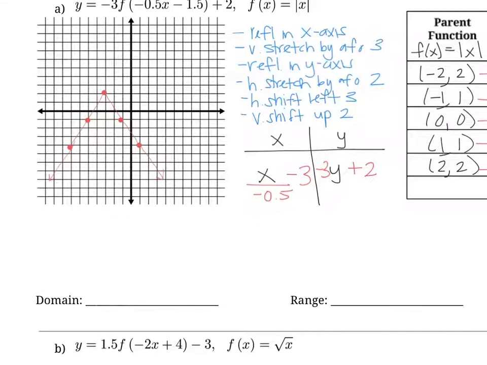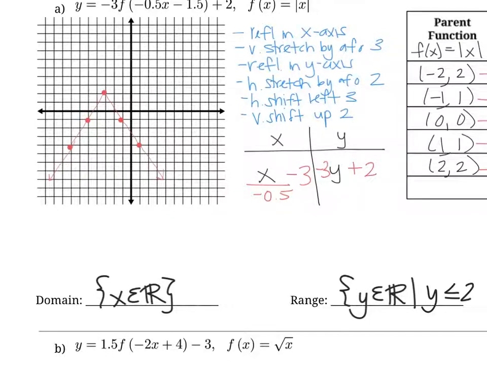Let's finish up with our domain and range. So the domain of this absolute value function is that x can take on any real number, and our range, y is an element of R, such that it has to be less than 2. So y has to be less than or equal to 2.